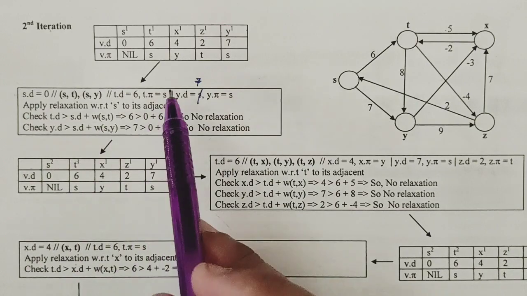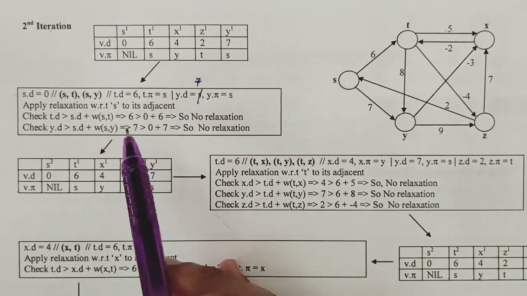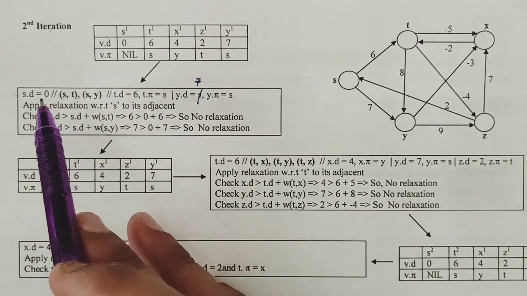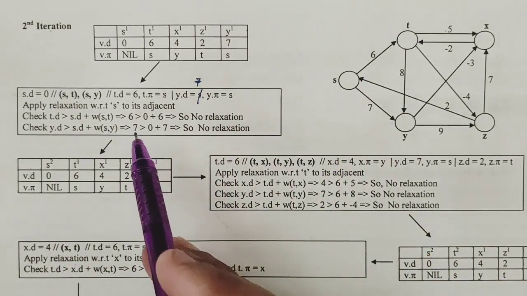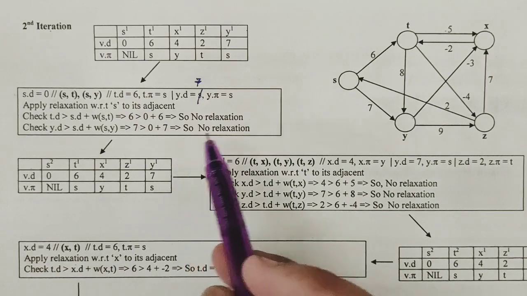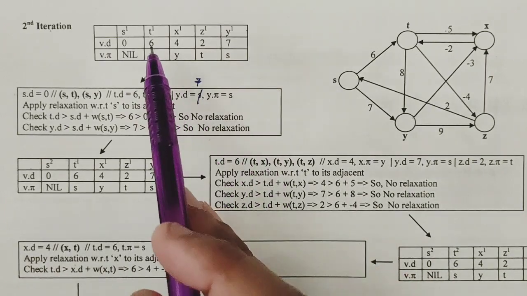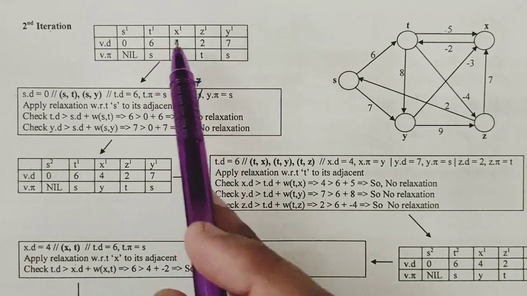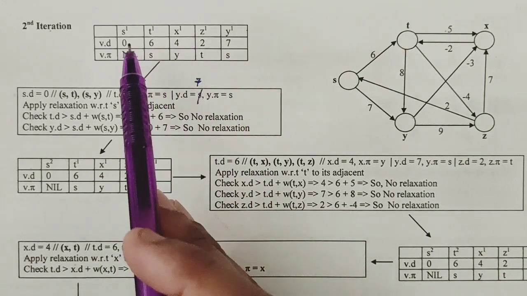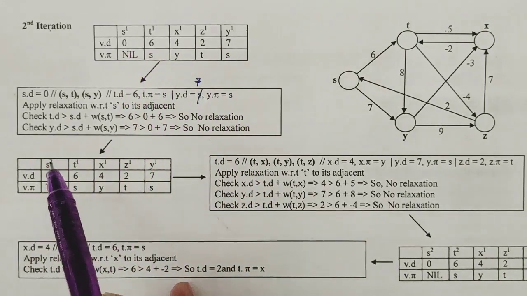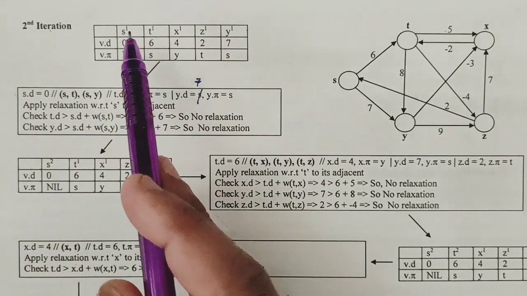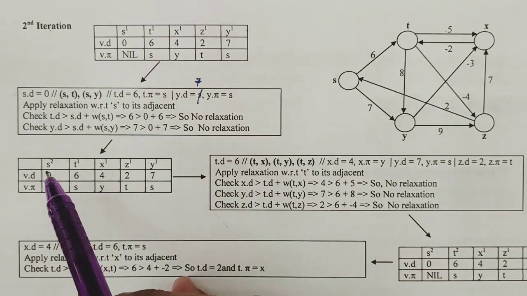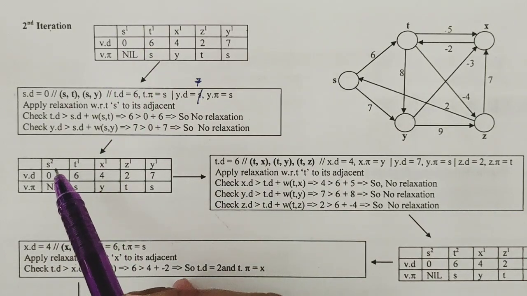Check y dot d. Y dot d is 7, greater than s dot d, 0, plus w of s2y. W of s2y is 7. So 7 greater than 7? Again it is false, so no relaxation. No change of d value of t and d value of y with respect to s. So no change, but s completes all of its edges under iteration 2. That's why there is a slight change: s1 earlier, now it becomes s2. That means s completes all of its edges under iteration 2.